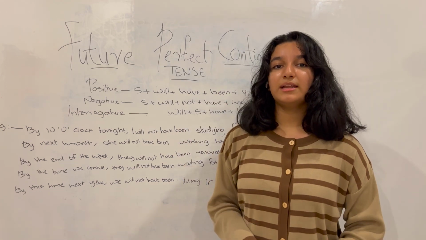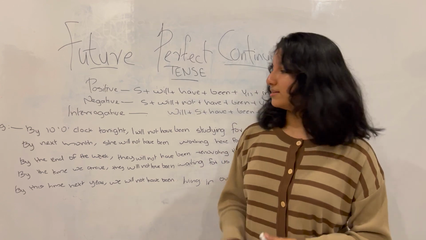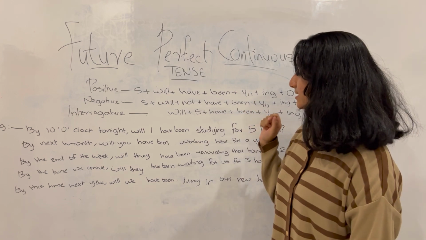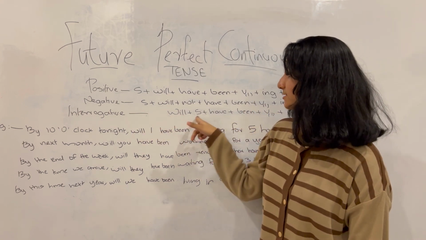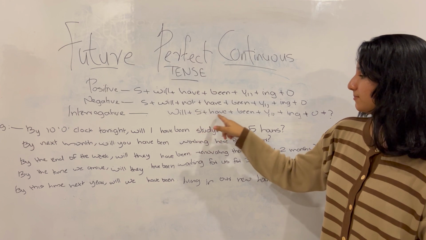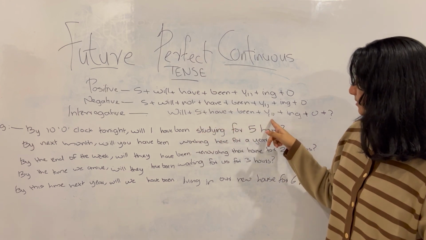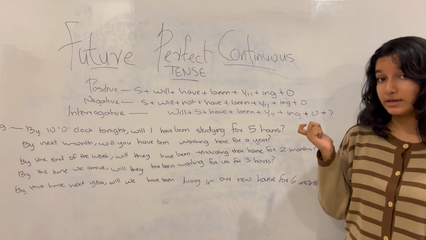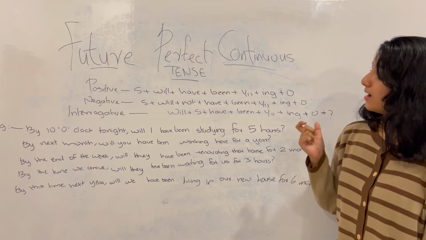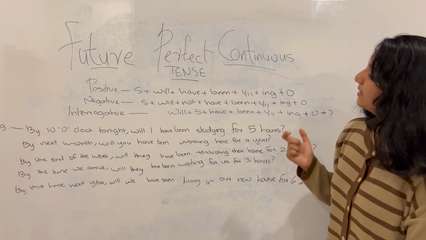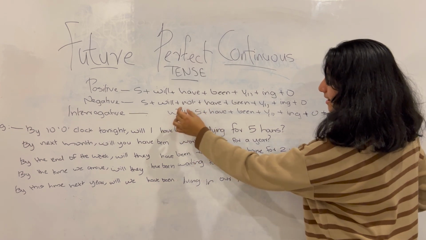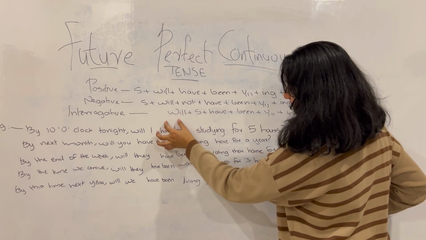Now let's take a look at interrogative sentences and see how we can turn these into questions. So next up, now you can see the format for interrogative sentences is will plus subject plus have plus been plus verb in the first form plus ing plus object plus question mark, which is very important for it to become a question. And also you can see here, just like all the other tenses, the subject has been moved to the second place and the will has been moved to the front.